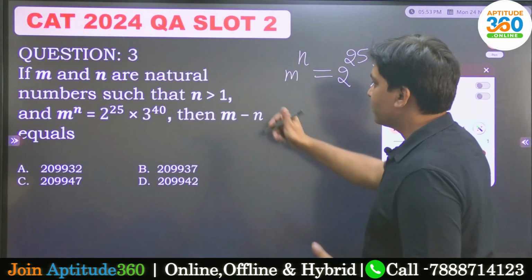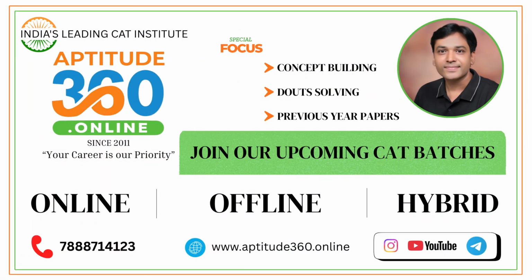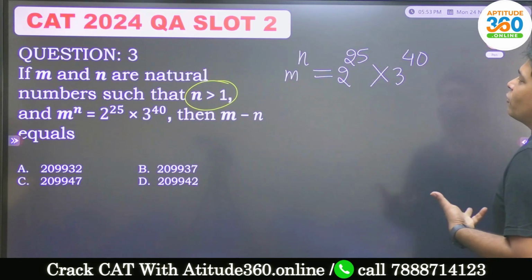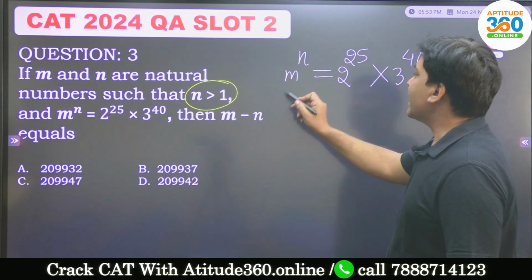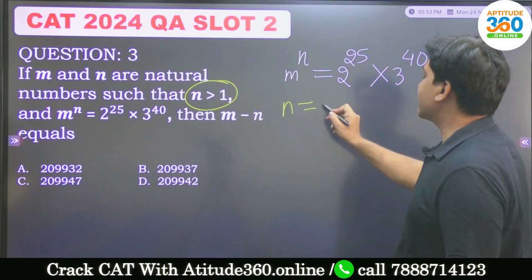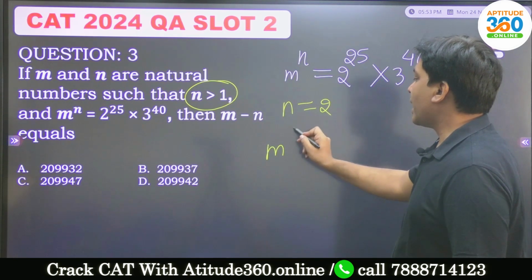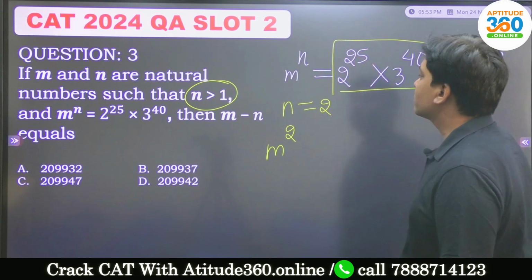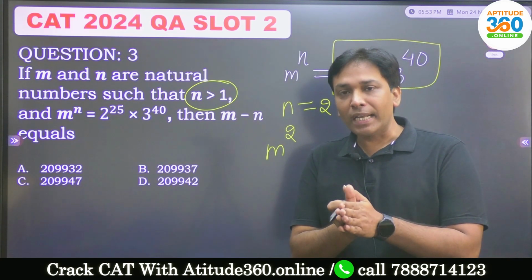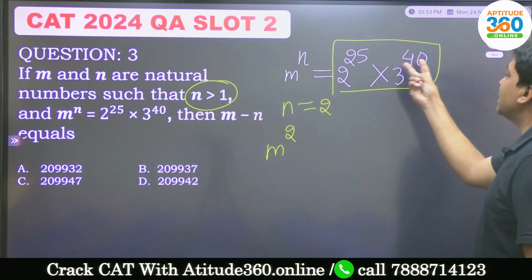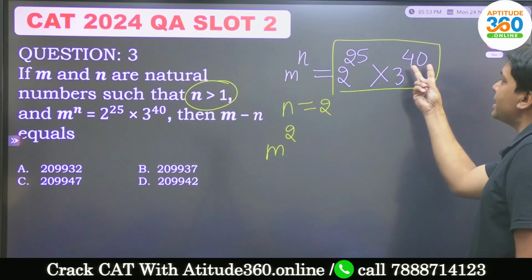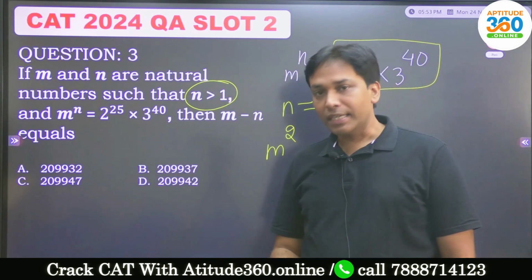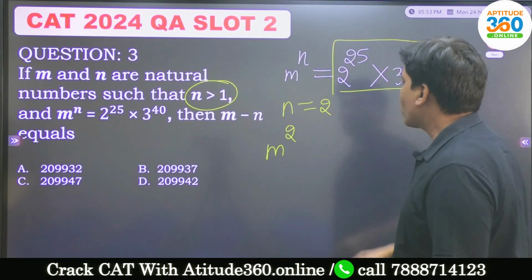n cannot be 1 because it says that n is more than 1, so it will be 2 or more. So let us see if there is a possibility of n being 2. If I take n as 2, this is m square. So m square is this value, and if a number is a square, then in its prime factorization you should have even exponents. So 40 can be divided by 2, but 25 cannot be divided by 2, so it cannot be a square. So n cannot be 2.